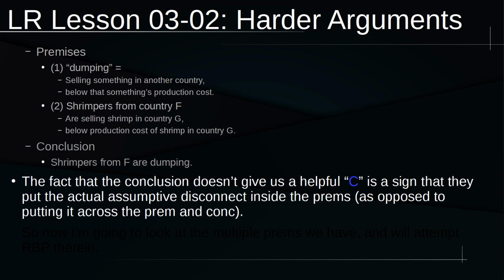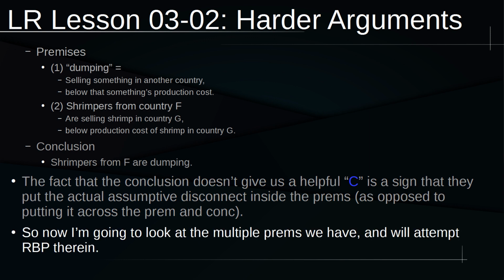The first thing I want to teach you guys is that the very fact that the conclusion doesn't give us a helpful C concept is a sign that they put the actual assumptive disconnect inside the premises, as opposed to the usual, more standard putting the division across the premises and the conclusion. So again, the disconnect is not between the premises and the conclusion. The disconnect is inside the premises themselves. So my next step is going to be looking at the multiple premises that we have, and I will attempt a red, blue, purple situation therein.